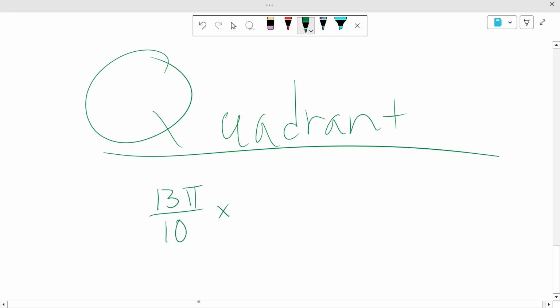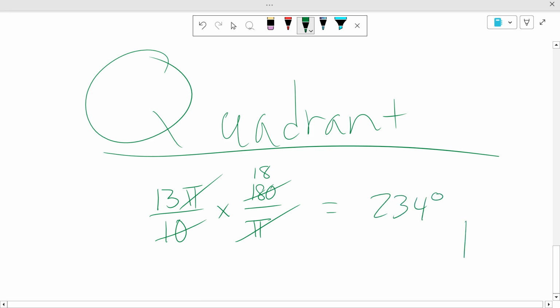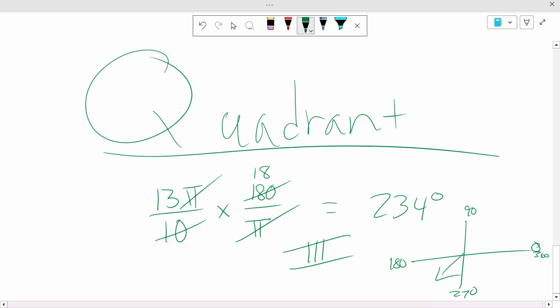So how do we turn this into degrees? Multiply by 180 over pi. The pi's cancel here, okay? And then 180 over 10 is 18. So what's 18 times 13? Calculator, please. 18 times 13. 234 degrees. All right. Thinking of quadrants, 0, 90, 180, 270, and 360. 234 is somewhere here, which is quadrant number 3. Okay.